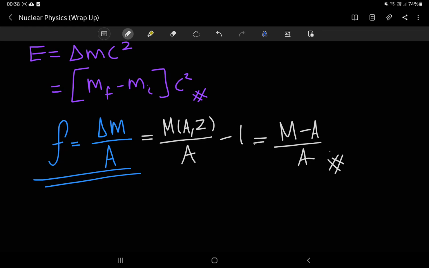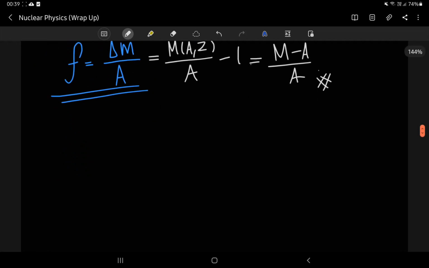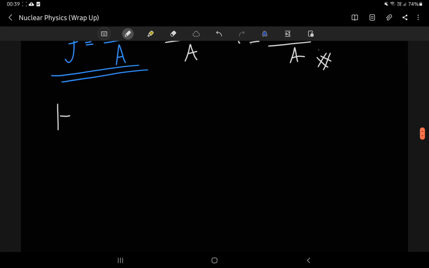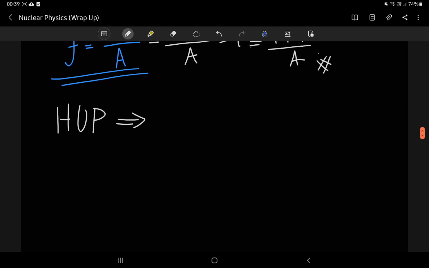Okay, let's see. We have learned about the Heisenberg uncertainty principle. Heisenberg uncertainty principle tells us about delta E dot delta T is basically more than or equal to h bar over 2.